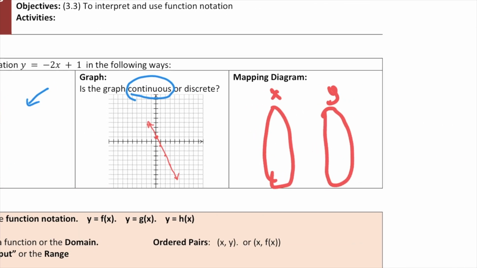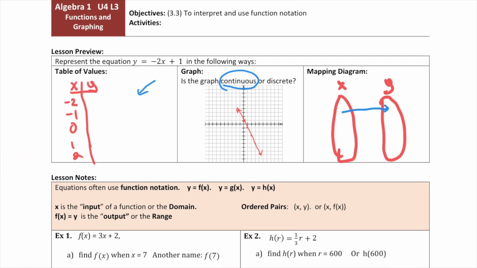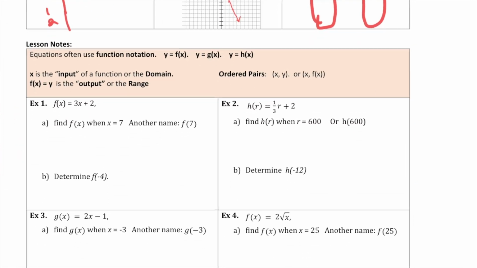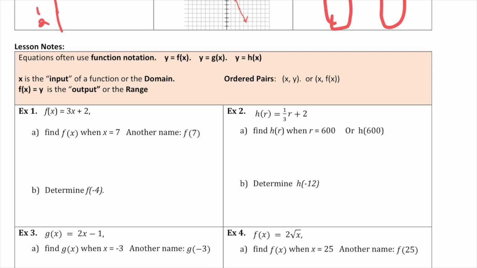Afterwards, make a mapping for your table of values. For each one of your x's, check to see that you have only one y. Once that's completed, we're going to start working with some new notation. So equations often use function notation.